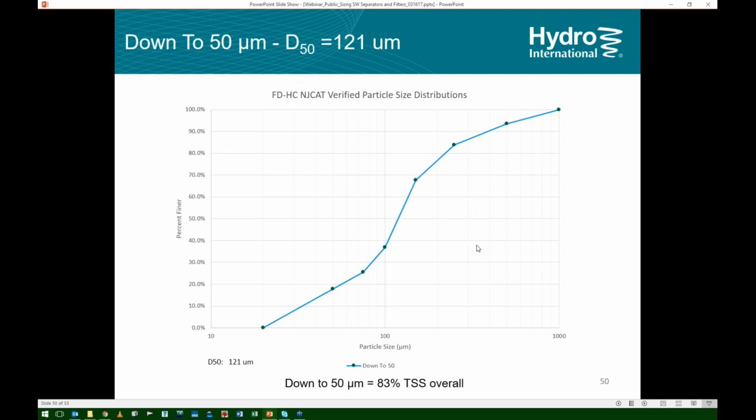So if we just looked at the particle size distribution from 1000 micron down to 50 micron, which coincidentally has a D50 of around 121 micron, whereas the OK110 had a D50 of around 110 micron, which is pretty close, we get about 83% removal. So there's your 80% removal.